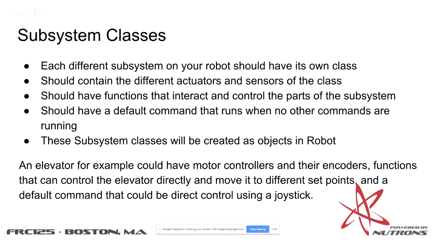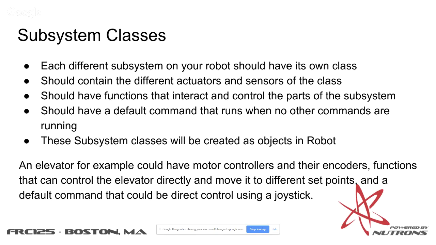So there's now subsystem classes. Typically, you'll have a subsystem class for each subsystem of your robot. For example, you'll have a subsystem class for your elevator, a subsystem class for your drivetrain, a subsystem class for your intake, and so on and so forth. These will have different actuators and sensors of the class, so you'll have your motor controllers, your different IR sensors, encoders, et cetera.